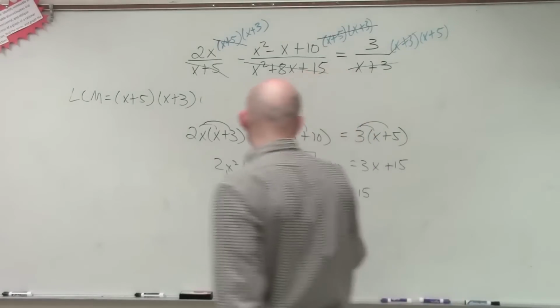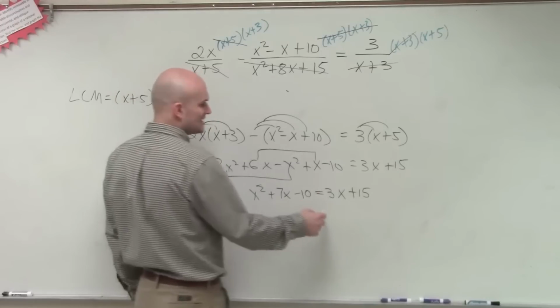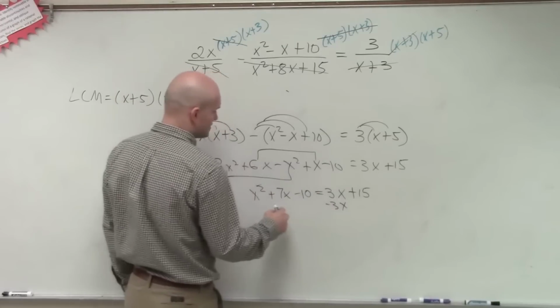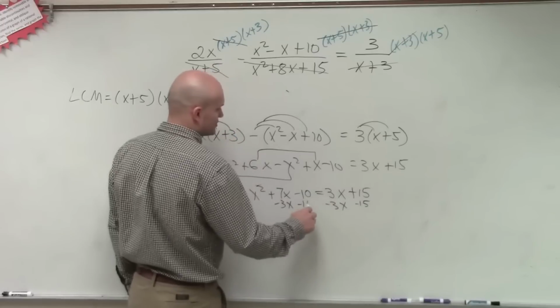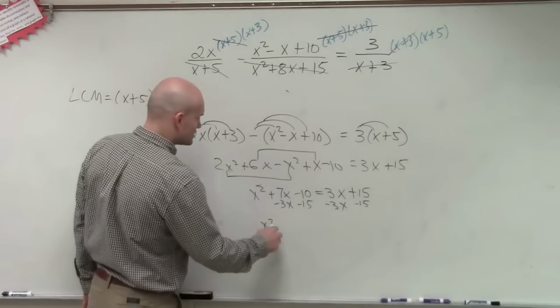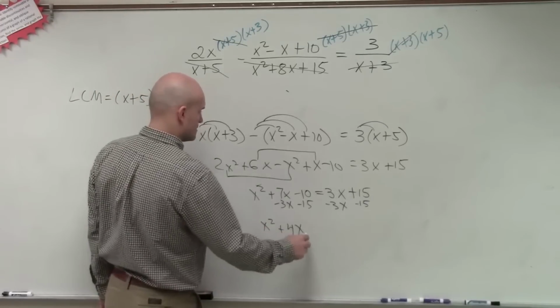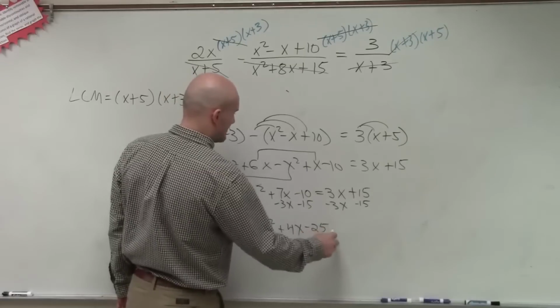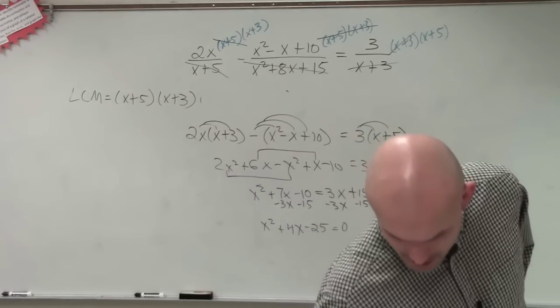OK, so now I will get everything over to the same side so it's equal to 0. So I subtract 3x, and let's subtract 15. So make sure you guys do that on the same side. And therefore, I'm left with x squared plus 4x minus 25 equals 0. And I don't remember having that as my answer.